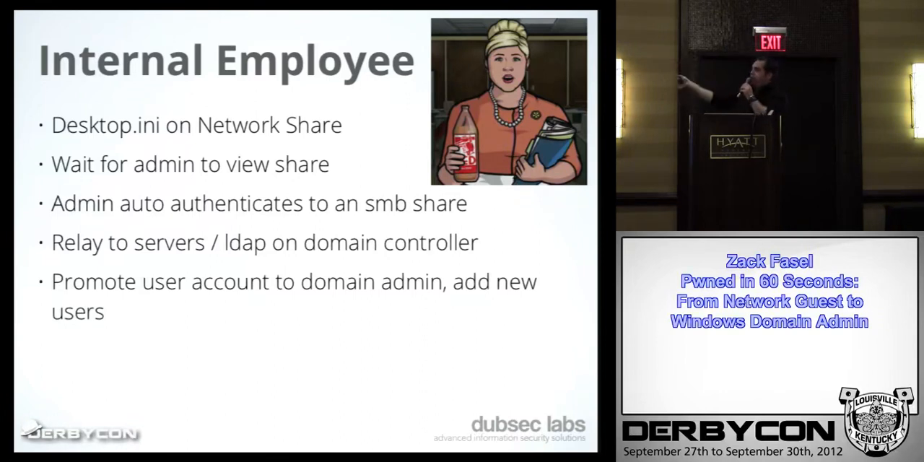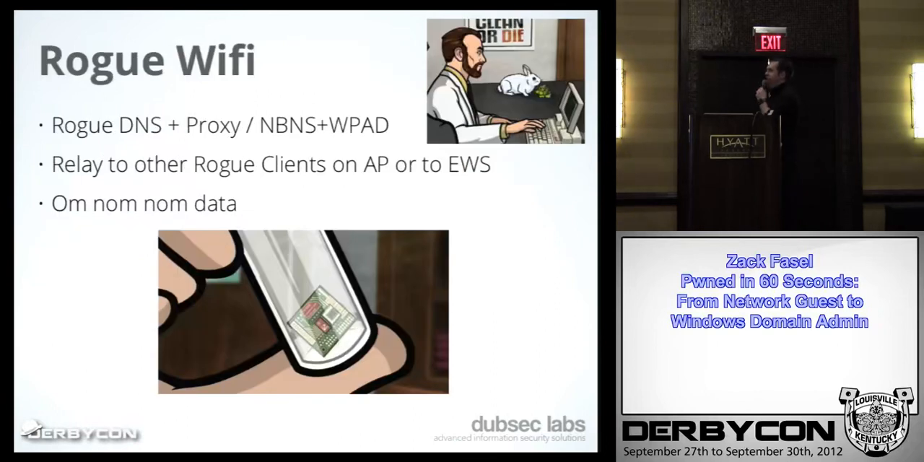The attacker then can relay to servers or LDAP on the domain controller, promote the user to domain admin, or add a new user, or just get shell on the different boxes on the servers and relay around. And there are all the post-exploitation techniques. I don't feel like going into that because we only have 30 minutes. Cool. So that's an internal threat. That's how you get domain admin in 60 seconds. Awesome. Moving on. And that's my talk.